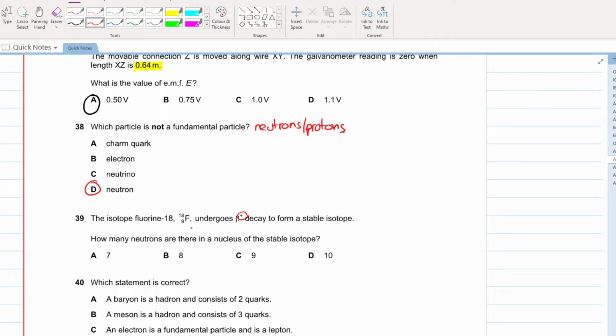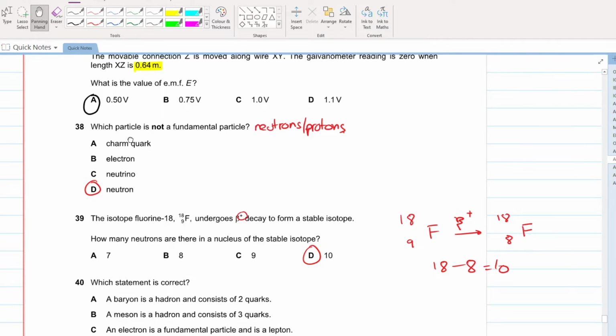Perfect. So what will happen if you undergo a beta positive decay? बेटा बीटा नेगेटिव डिके की बात नहीं हो रही, बीटा पॉजिटिव डिके की बात हो रही है. In a beta positive decay your mass number remains same, proton number decreases by 1. How many neutrons are present? 18 minus 8, that is equal to 10. D is your answer. The answer to 39 is D.